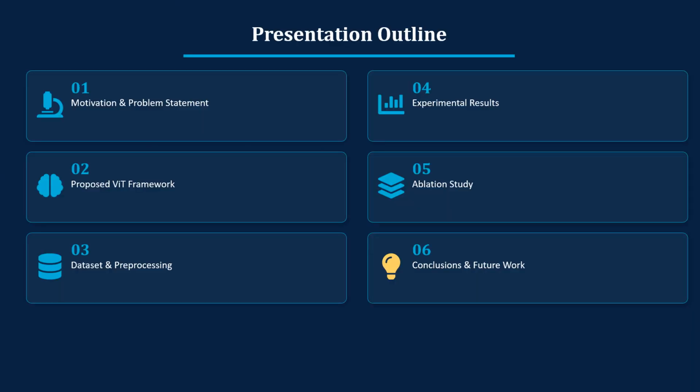This presentation is very straightforward. First, I will explain why this research is important. Then I will introduce our proposed model and explain how we prepared the dataset. After that, I will present our experimental results and discuss the ablation study. Finally, I will summarize the main findings and talk about our future work. Let's begin with the motivation behind this research.